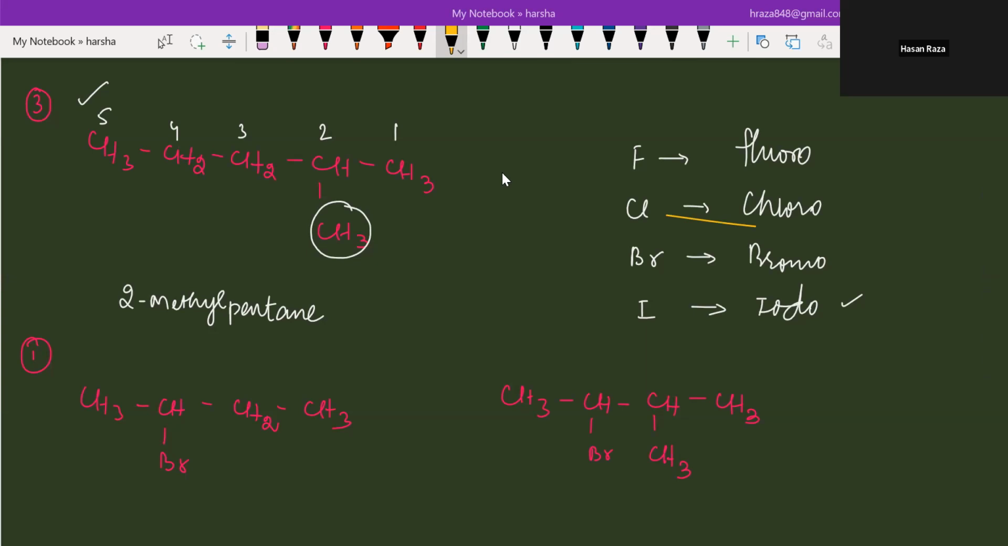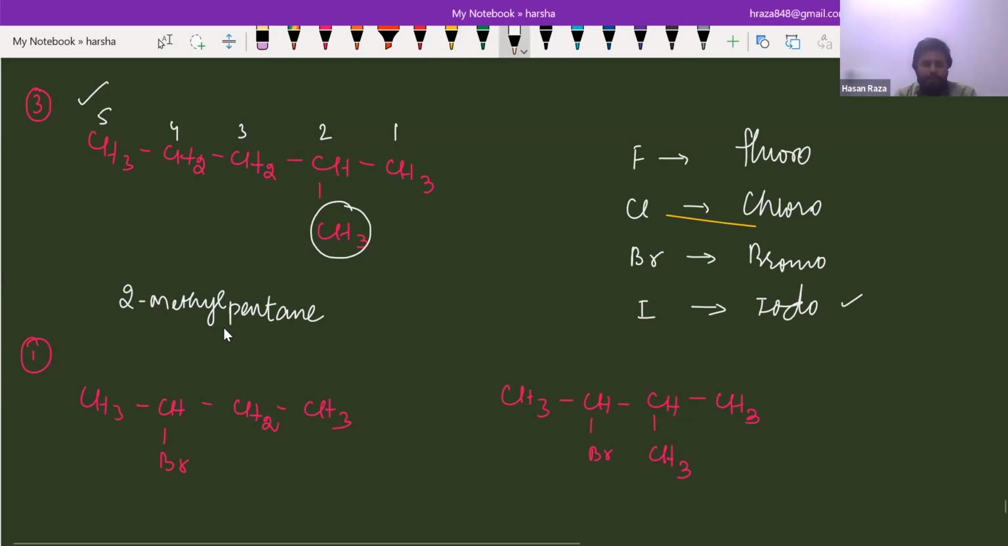Everyone done with this? So its name is, correct, its name is basically 2-bromo. We are going to do numbering from left to right because the branch will get the lowest position. This is the rule. If you are going to write the numbering from right to left, it will be wrong. So that's why 2-bromo. How many carbons in the parent chain?